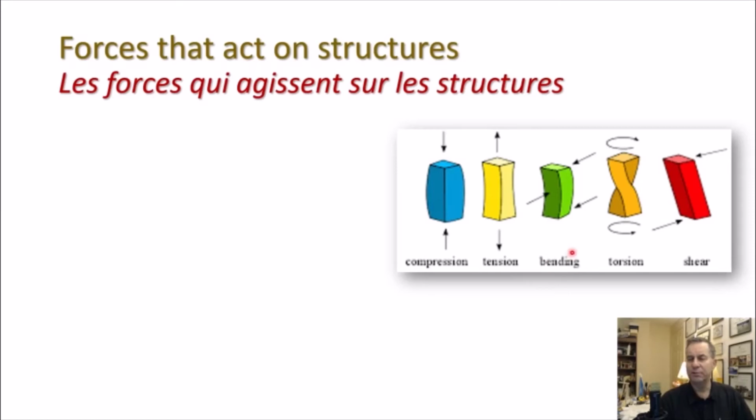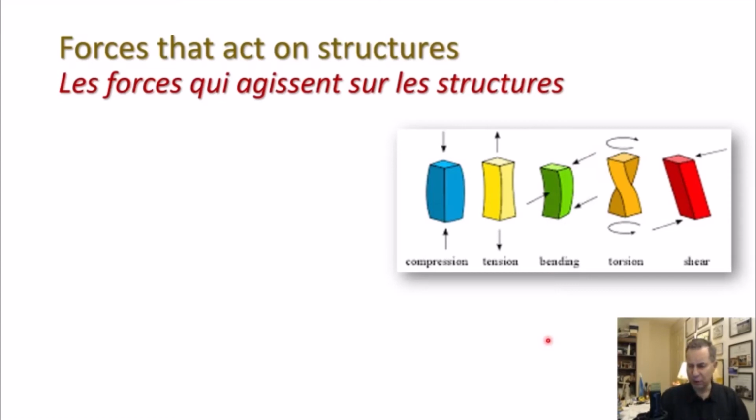The third type is bending. So when you take a metal ruler or a piece of wood, that's another type of force. The top and bottom are pushing one way, and at the center it's pushing the other way.